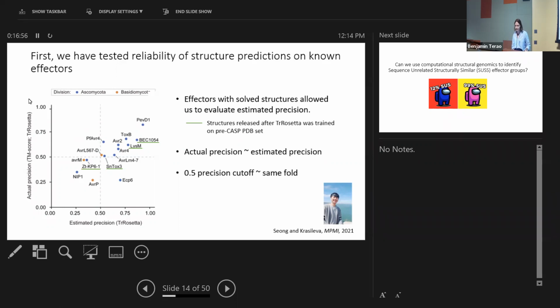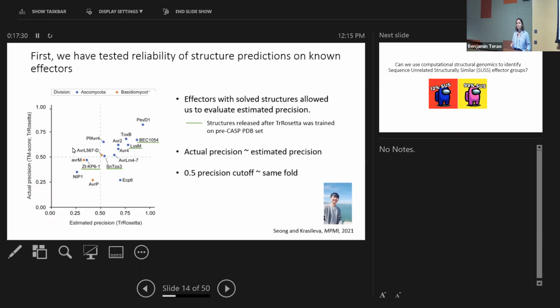And this is what the actual precision score is, where at one, the models completely overlap, and the amino acid side chains are in the right places. At 0.5, the fold is correct, right? The overall fold is correct. Amino acid side chains might be going in different directions. Below 0.5, well, it gets wrong, right? The fold is wrong. And what you see is basically there is a substantial number of effector proteins for which we could get the correct fold.